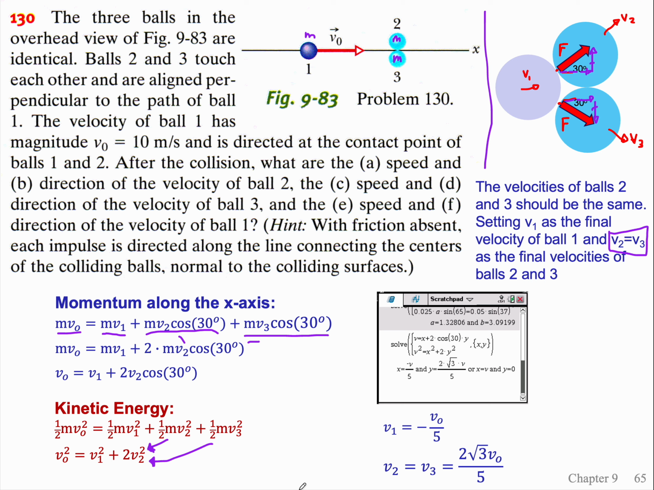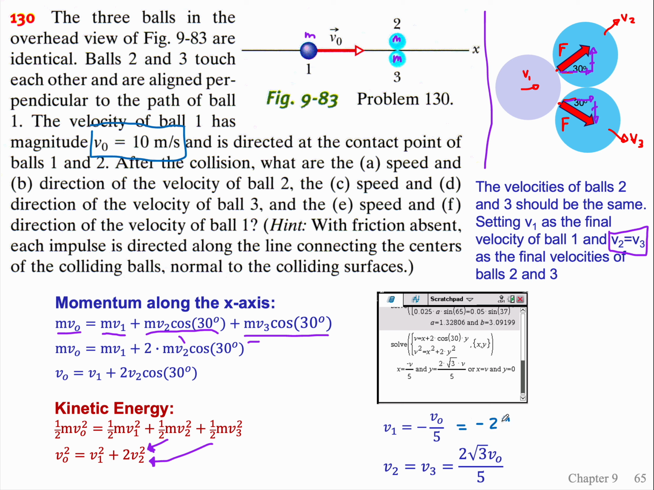V1 is going to be equal to negative v initial divided by 5, and V2 and V3 are going to be equal to this. Because they gave us the original velocity, which is 10, we can plug in the numbers here and get a final answer. So V1 is going to be negative 2 meters per second.